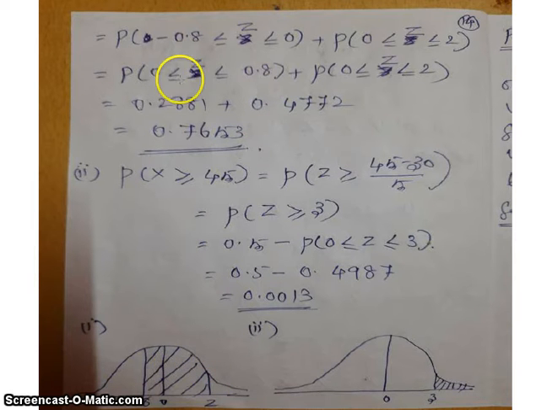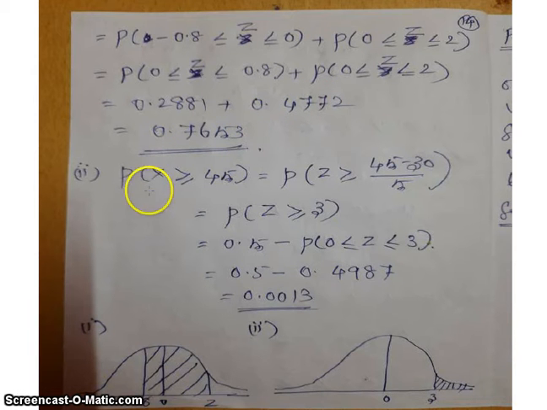The table value for 0 to 0.8 is 0.2281. That's the table value. I will explain in another separate video how to identify the table value. The table value for 0 to 2 is 0.4772. If I add these, you will get the total area.